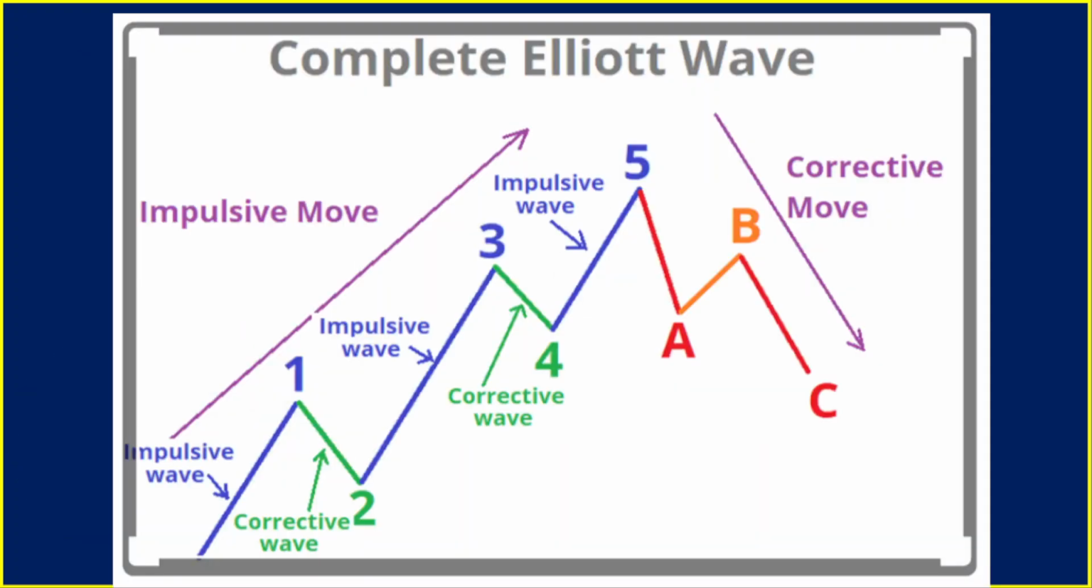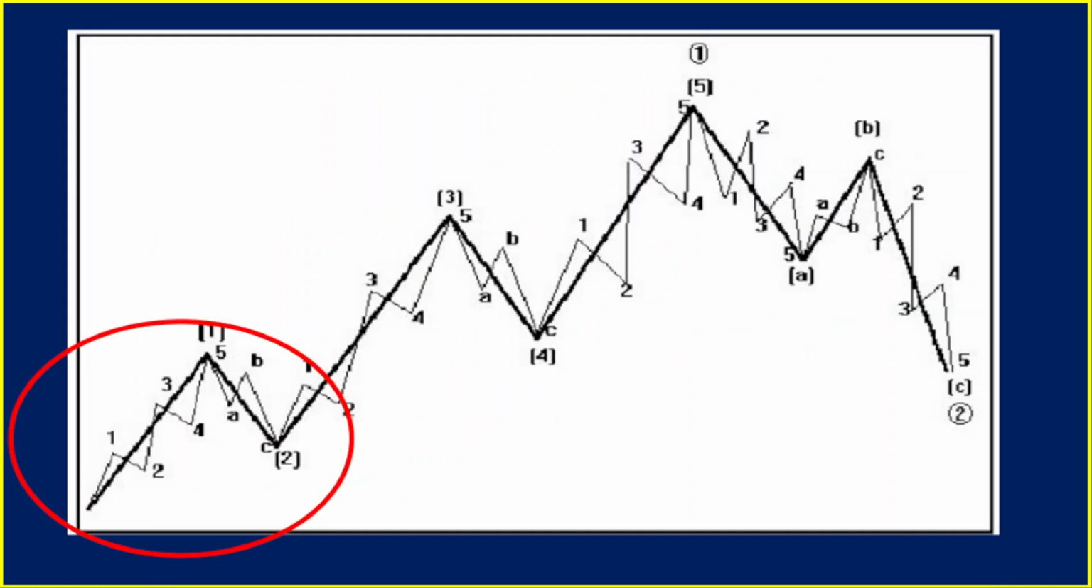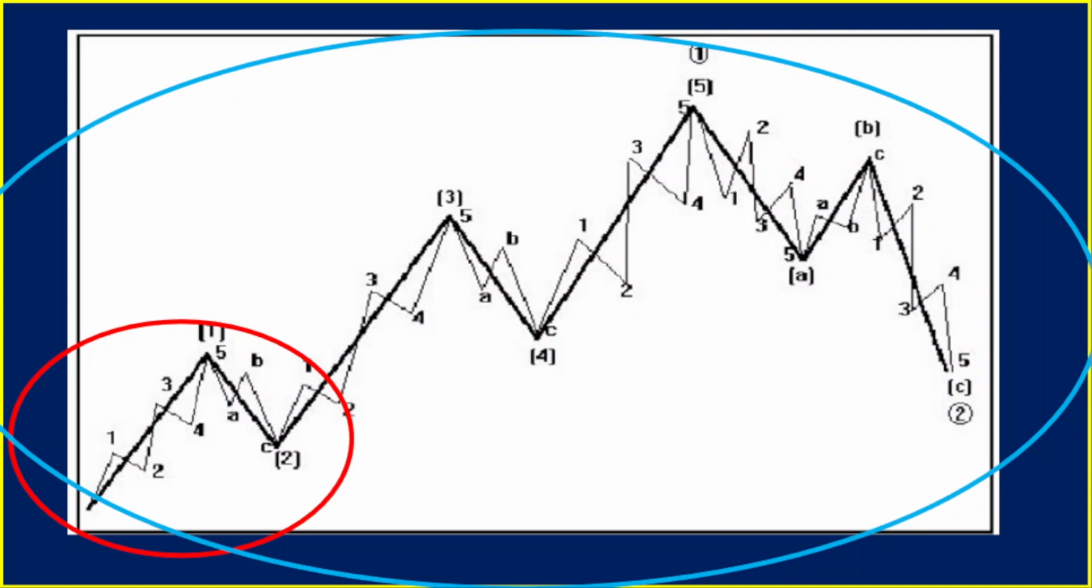What I mentioned here is the first impulsive wave is 1, corrective move number 2, impulsive move wave number 3, corrective wave number 4, and impulsive wave number 5. And that is 1, 2, 3, 4, 5, and the corrective move comes like ABC. And the cycle that I mentioned here was just a part of the bigger cycle. So this cycle in the red circle is part of the bigger cycle in this blue circle.